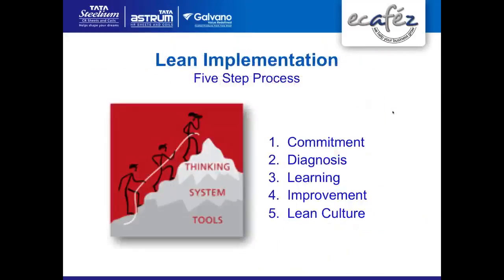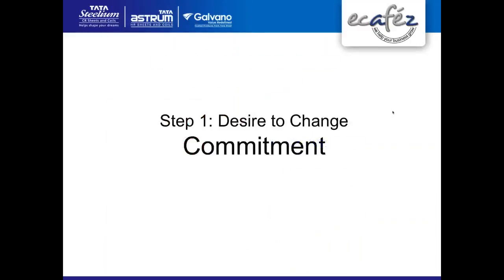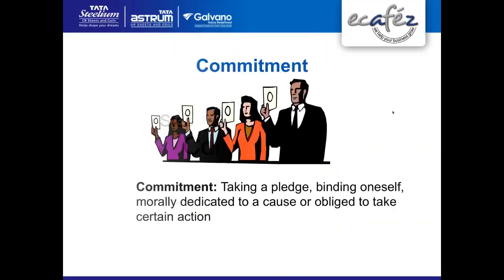So the five-step process I explained earlier in the framework: commitment, diagnosis, learning, improvement, and lean culture. What is that? First, it has to begin with the desire to change. Unless the top man, the CEO, has a desire to change, nothing will happen. So that comes from commitment: taking a pledge, binding oneself, being morally dedicated to a cause, or obliged to take certain action. The best example of dedicated commitment is our soldiers, our defense personnel.